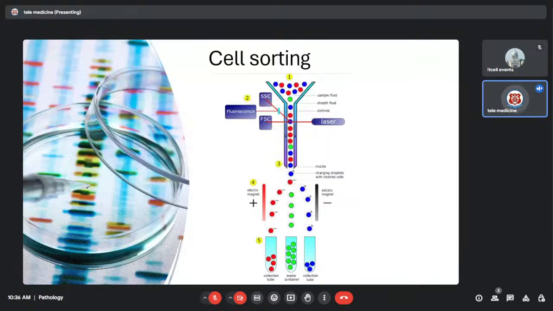So if I only want T cells, CD3 cells, I separate them out and then stimulate them further. Okay? So I can actually separate my CD3 cells. This is cell sorting.